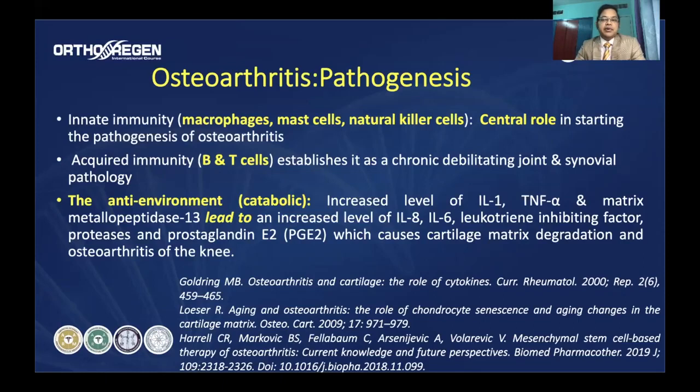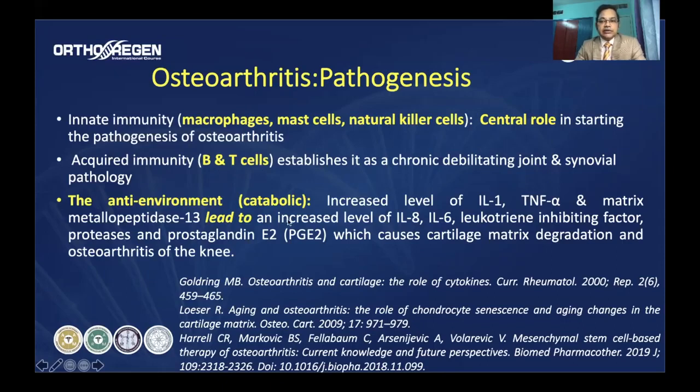Now let's talk about the pathogenesis of osteoarthritis. Actually, in osteoarthritis, the cells of innate immunity, like macrophages, mast cells, and natural killer cells, play a central role. They start the pathogenesis of osteoarthritis, and it is established as a joint and synovial pathology by the acquired immunity, by B cells and T cells.